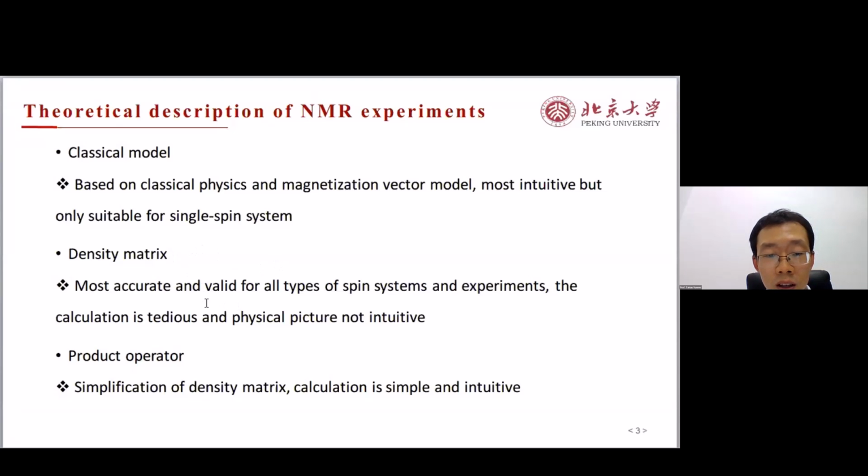Because the density matrix is not so easy for beginners, usually we want to make some simplification based on the density matrix. That's where the product operator comes from. The product operator is just a simplification of the density matrix. The calculation based on the product operator is much simpler and more intuitive. And the product operator can be used for describing two spin and even larger spin systems.